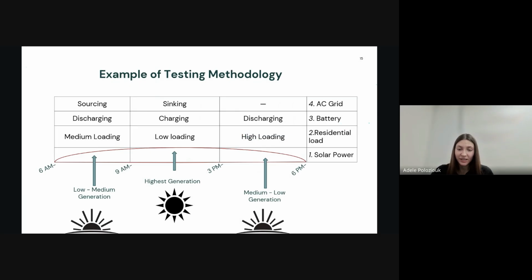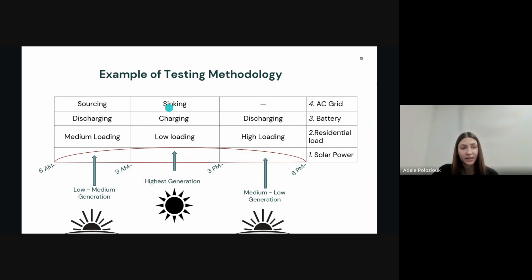And then lastly, that last layer would be the AC grid. Now this follows a similar setup to the battery, but it steps in as a last step. So in this case, in the morning, say the battery is discharging and the solar power is also providing power, but there's still not enough to supply this load. So in this case, the AC grid could step in and start sourcing to help provide the load.